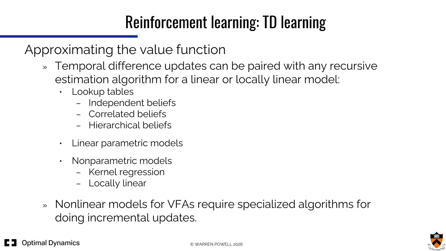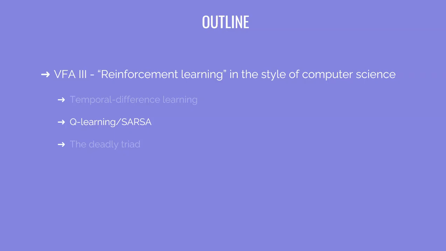Where things get tricky is if you actually have a nonlinear model of VFAs, and in computer science, probably the most popular nonlinear model is neural network, because computer scientists will often say, oh, I have to approximate some function, just throw in a neural network, it'll approximate anything.